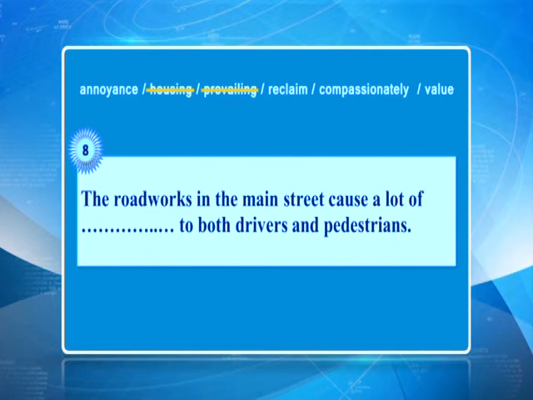Again, here we have a lot of, and a lot of is a quantifier. I need to find a noun from the list. And going through the list, I can spot only one noun, which is the word annoyance. If I try to experiment with this word and put it in the space and read the whole sentence, the roadworks in the main street cause a lot of annoyance to both drivers and pedestrians. Notice that it fits perfectly and it completes the idea of the sentence. So that is the right answer, annoyance.